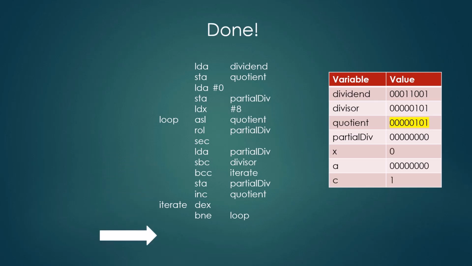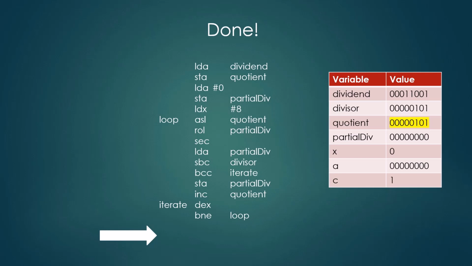Okay, so we're out of digits and our remainder is 0. The remainder would be the value that's in partial div. It is 0. So we are done. And our answer is 5. Here it is in quotient.